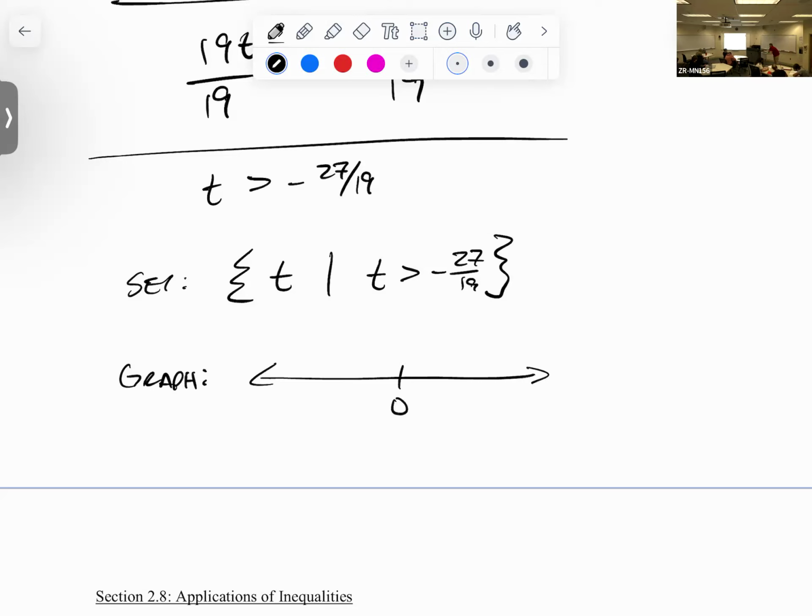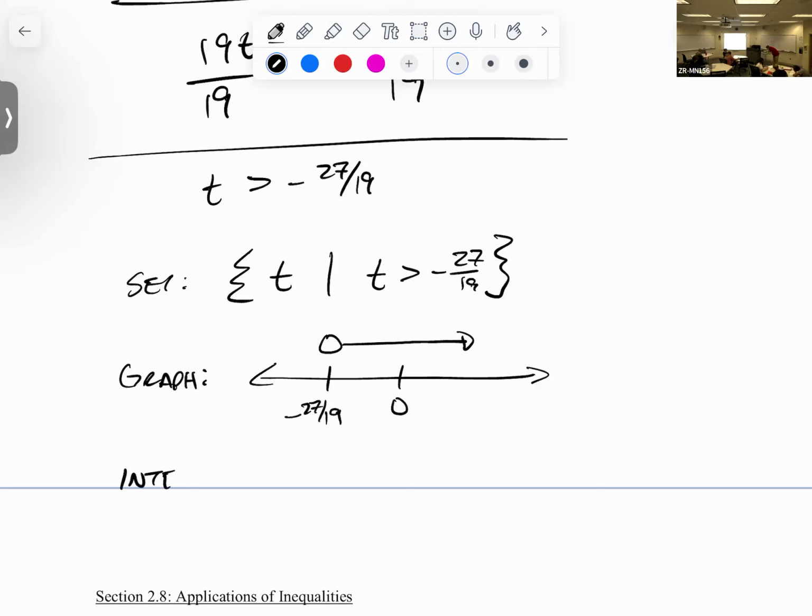All right, and since I only put the 0, is this on the right side or the left side? It's on the left. And look, right there, that's negative 27/19 exactly. And then open circle or closed circle? Open. And are we going left or right? Right. It's always a 50-50 shot, right? Going to the right.